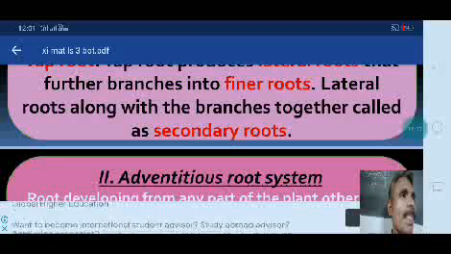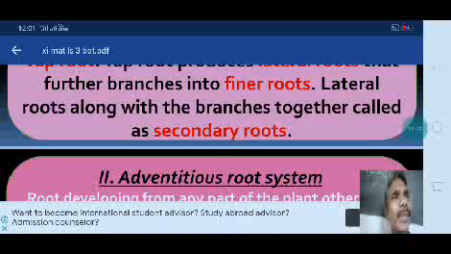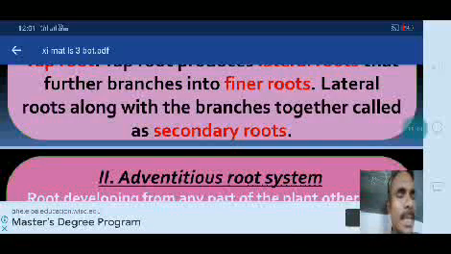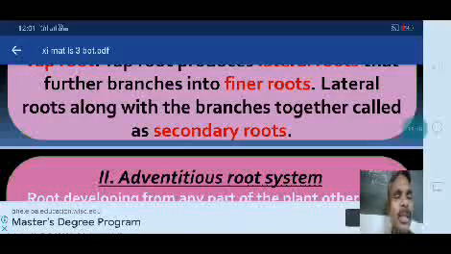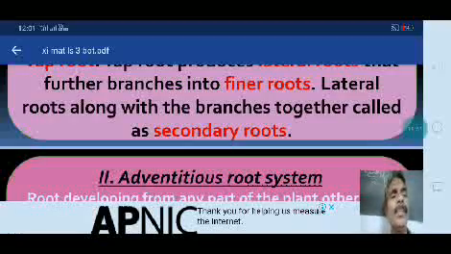In a taproot system, the primary root is present. From it, lateral roots arise. These are called secondary roots and tertiary roots, which come from the primary root.